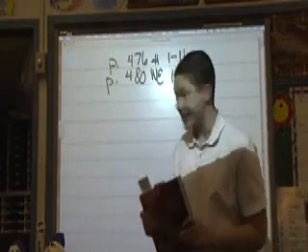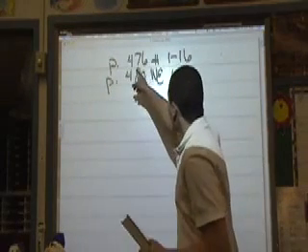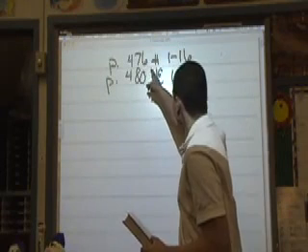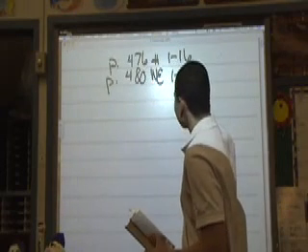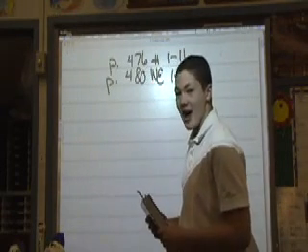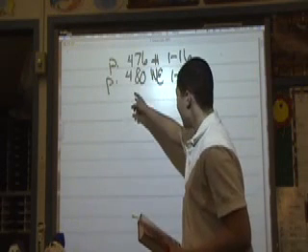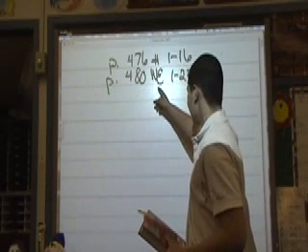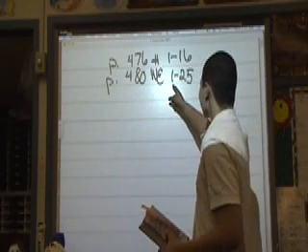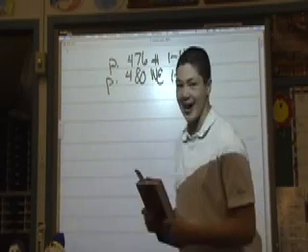The assignment is page 476, numbers 1 through 16. And the other half of the assignment is page 480, written exercises 1 through 25. All right, pause.